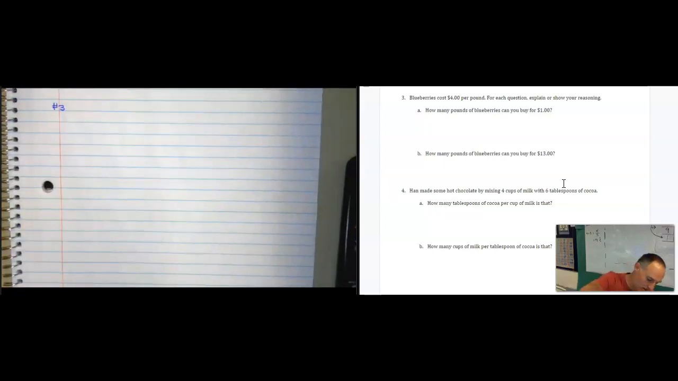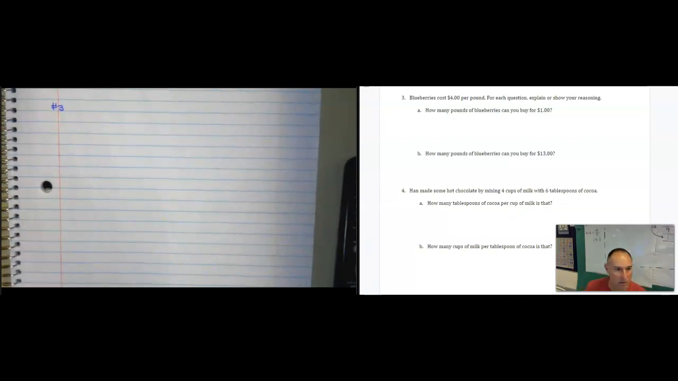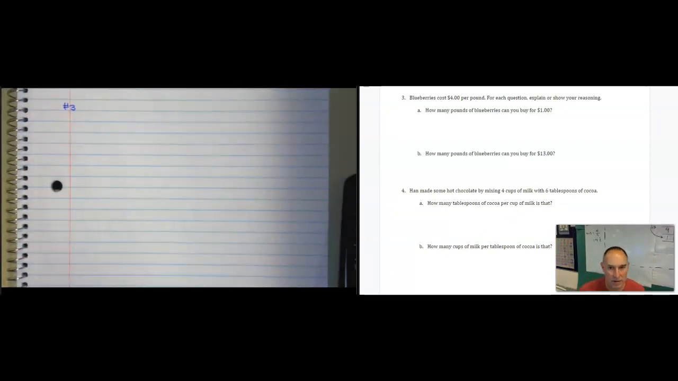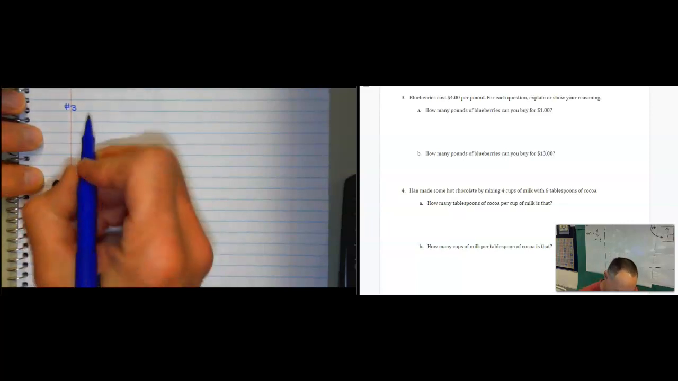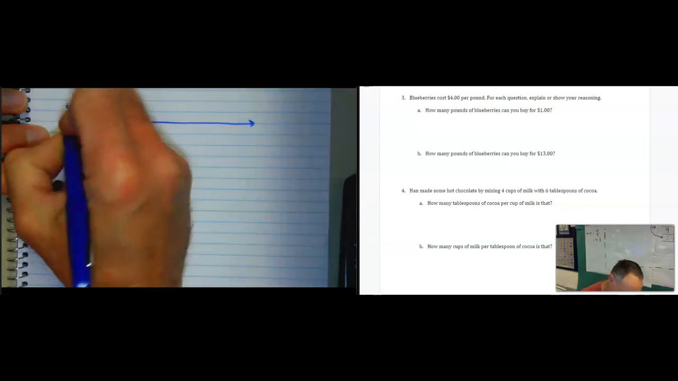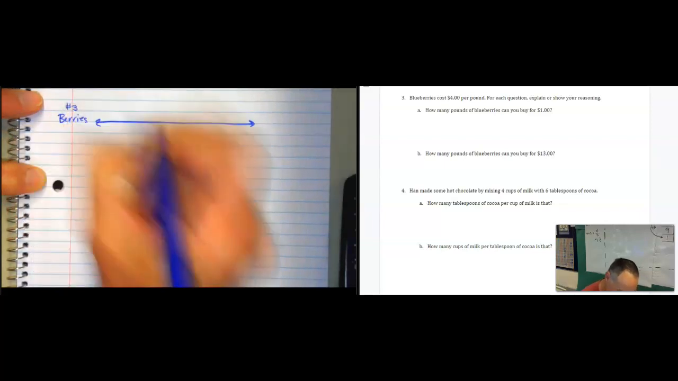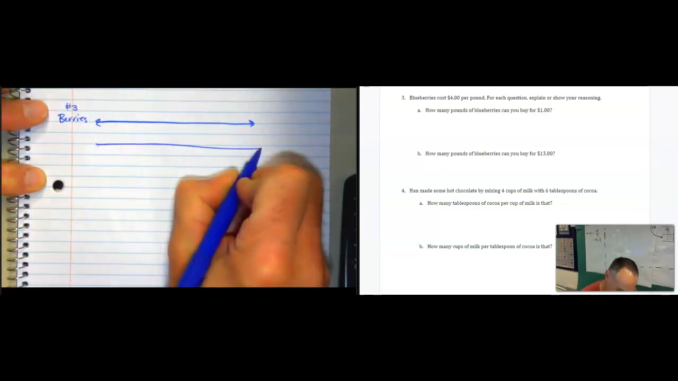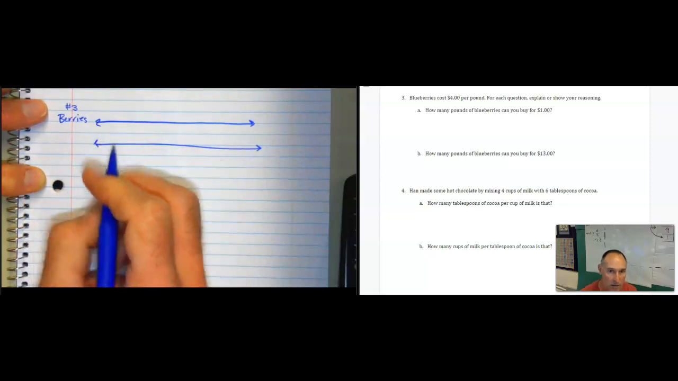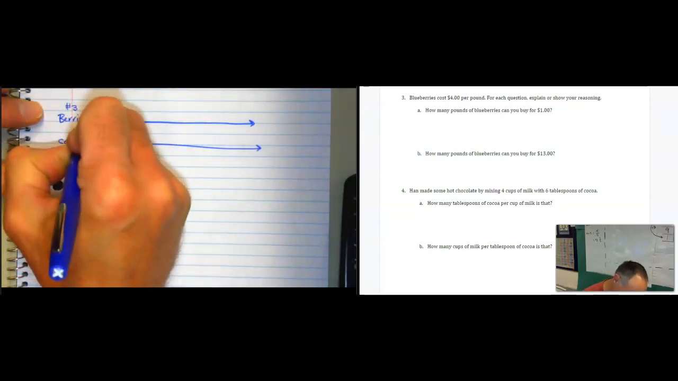And I think my plan here, I'm going to move the camera for a second. Okay, so the way I'm going to set this up, I'm actually going to put this on a double number line. So I'm going to start with this number line here. This will be my blueberries. Okay, and then I'm going to put this number line down here, and this is going to be my cost.